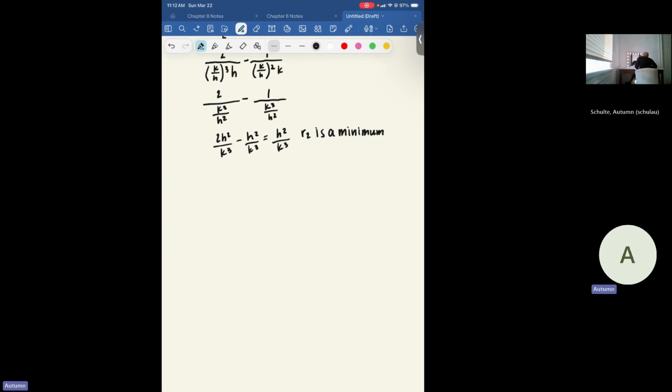So let's graph that and kind of understand what that means. So we're going to have R total on this side. This is going to be representative of R1, and this is going to be representative of R2. Now we know that R2 is a minimum, so we're going to have a parabola that is concave up. So it's going to look something like this.